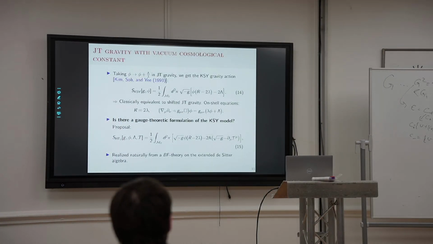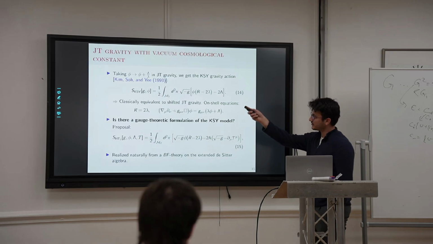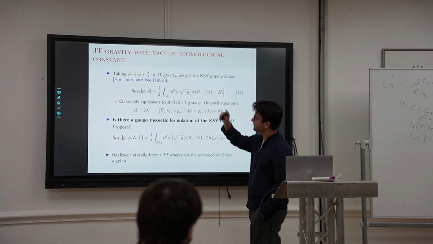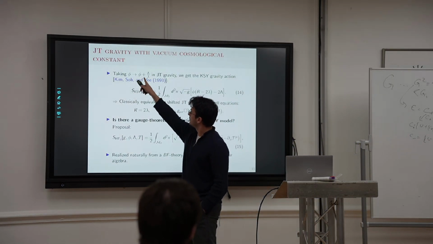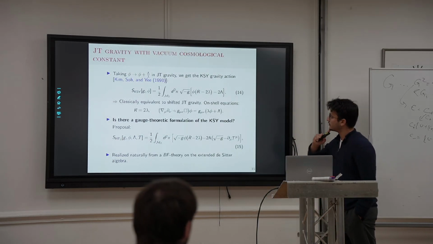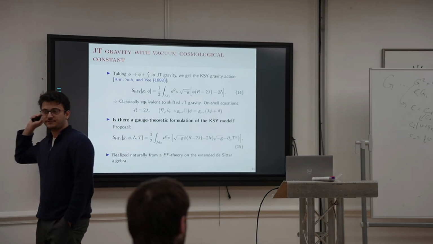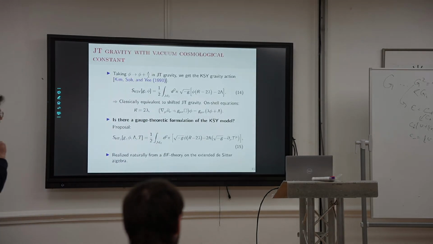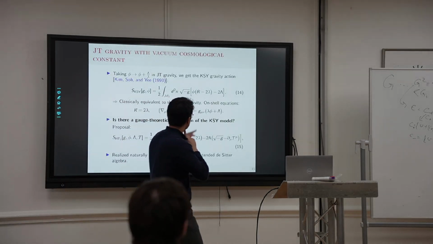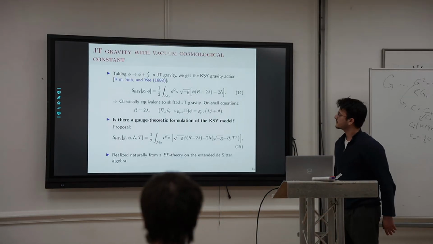You basically introduce this vacuum cosmological constant that appeared in the Jackiw-Teitelboim model. The first thing you can do is take a shift of the JT gravity dilaton by this vacuum cosmological constant. And this gives you this thing called the KSY model. No one uses this name, but these are the first guys who actually invented this. And it's basically an action which combines JT gravity and the Jackiw-Teitelboim model together.